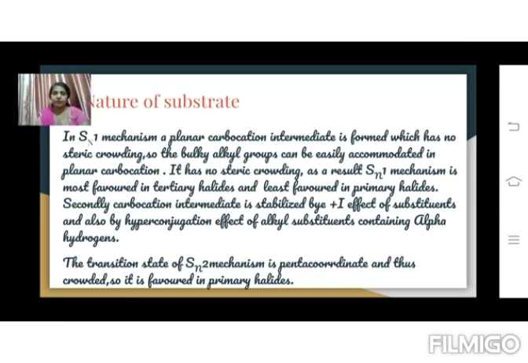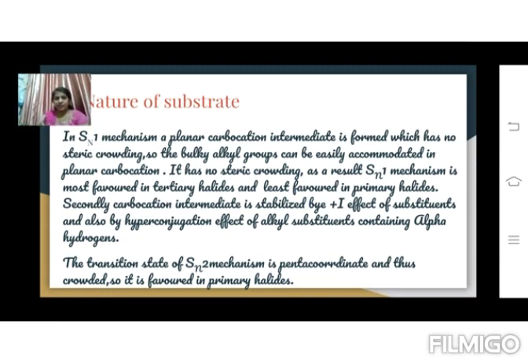Yes, the first one, that is the nature of substrate. Now in SN1 mechanism, a planar carbocation is formed, which has no steric crowding. So the bulky group can be easily accommodated in planar carbocation. It has no steric crowding. As a result, the SN1 mechanism is most favored in tertiary halide and least favored in primary halide.